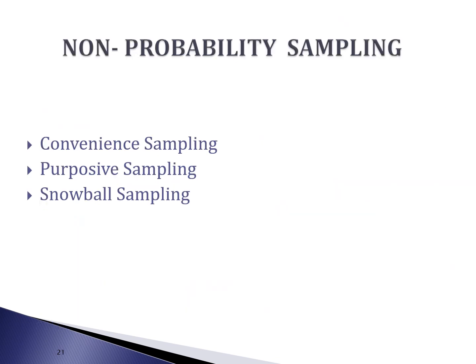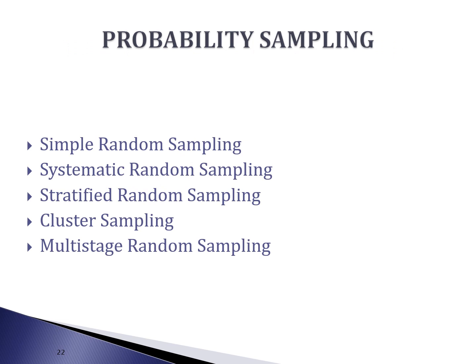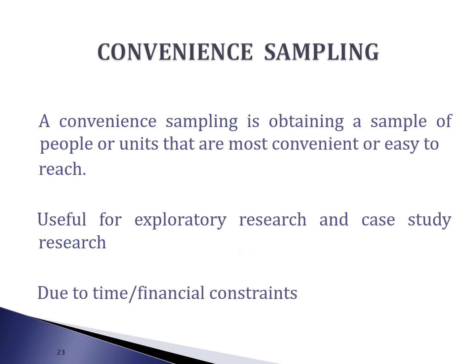Non-probability sampling methods include convenience sampling, purposive sampling, and snowball sampling, while the probability sampling methods used are simple random sampling, systematic random sampling, stratified random sampling, cluster sampling, and multi-stage random sampling.